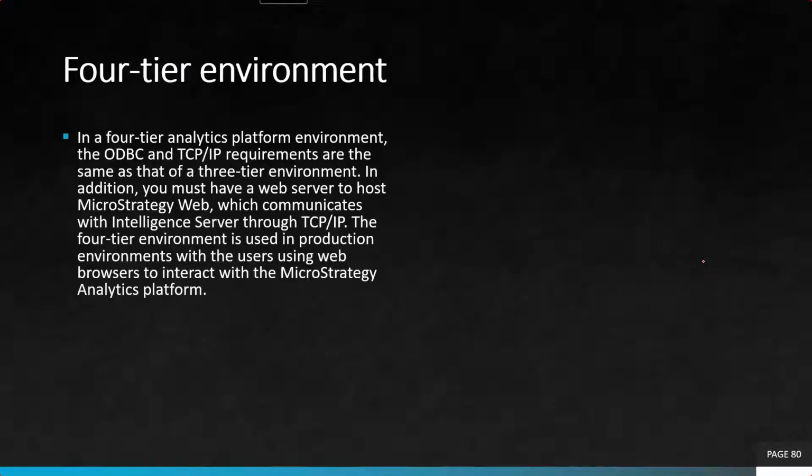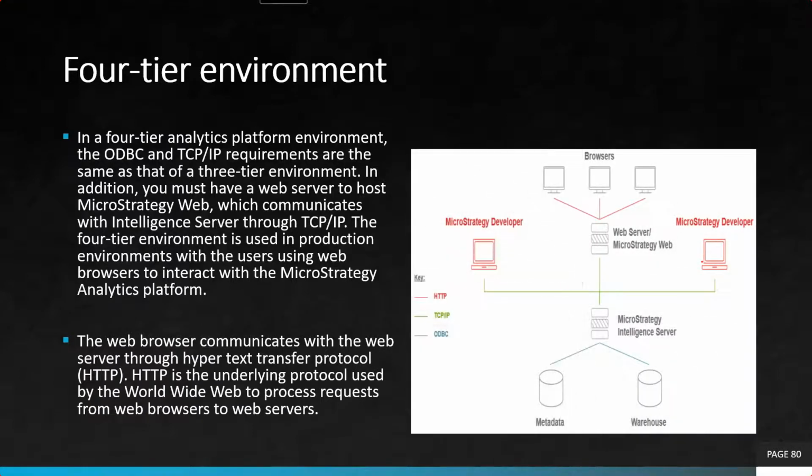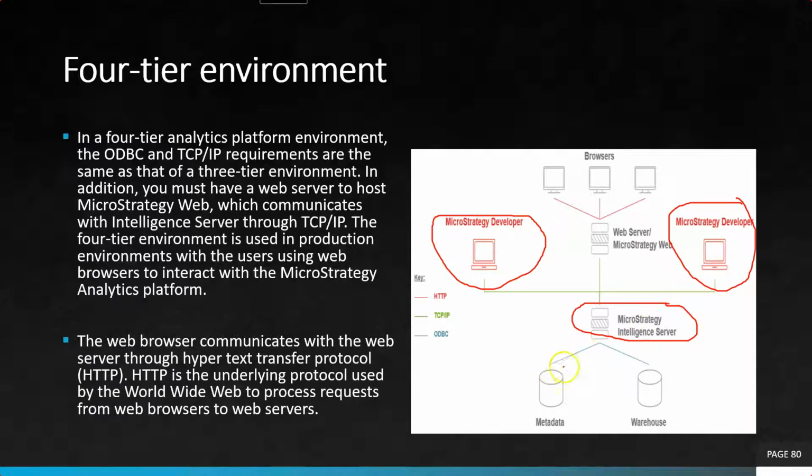So we have the 4 tier. In the 4 tier we have our own web server as well, which is communicating. In the 3 tier and 2 tier we don't have the web server. But in 4 tier, you can see we have the developer here, and we have two developer servers, and both communicate with our intelligence server, same as in the 3 tier. And the intelligence server communicates with your metadata. The intelligence server also connects to your data warehouse. Your developers are not going to communicate directly with your metadata or your data warehouse.